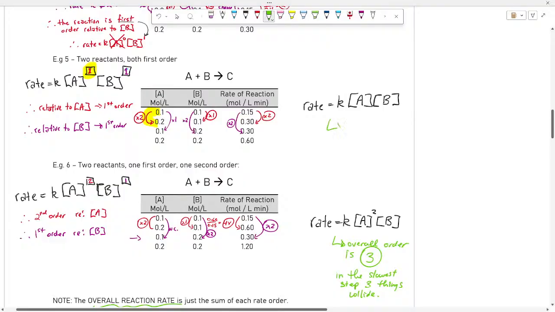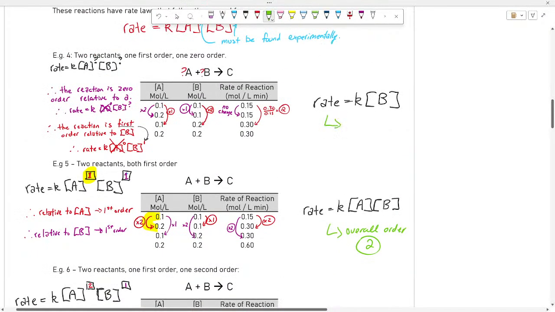What's the overall order here? Yeah. And I'm not going to write it every time, but that means that in the slowest step, 2 things have to collide. Specifically, A and B have to collide. What's the overall order here? Yeah, the overall order is 1, which means that here nothing has to collide. The slowest step just involves B doing something. Giving up an electron, taking an electron, decomposing, whatever, changing shape. The slowest step here doesn't depend on a collision. It doesn't depend on anything else. It's just B doing something. Does that semi feel okay?